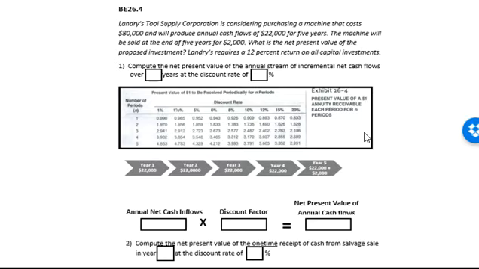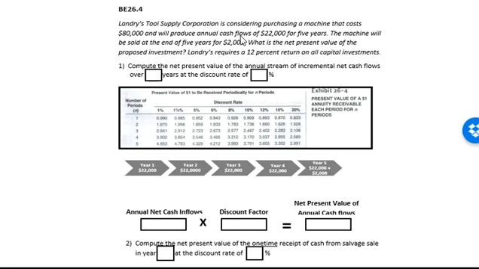Okay, now let's look at this particular exercise, BE 26.4 out of the book, and this is in a present value calculation. It says Landry's Tool Supply Corporation is considering purchasing a machine that's going to cost us $80,000. It's going to produce us annual cash flows, okay, cash flows.